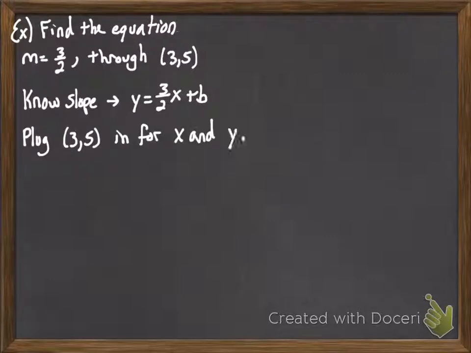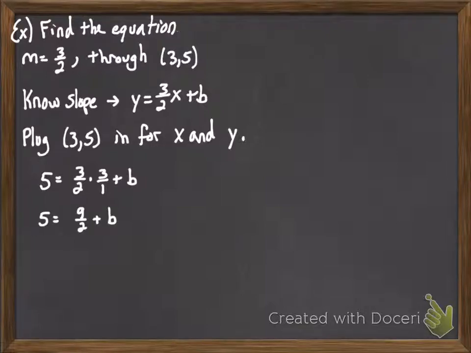And then we have the point 3,5. Now that's nothing to do with the y-intercept, but 3,5 is a point on the graph, so we plug that into the equation for x and y. That gives us the equation 5 equals 3/2 times 3 plus b. It's an equation that has only one unknown. So algebraically, solving this equation for b is the same as geometrically slipping back along that line until you find the y-intercept. And so now we do that.